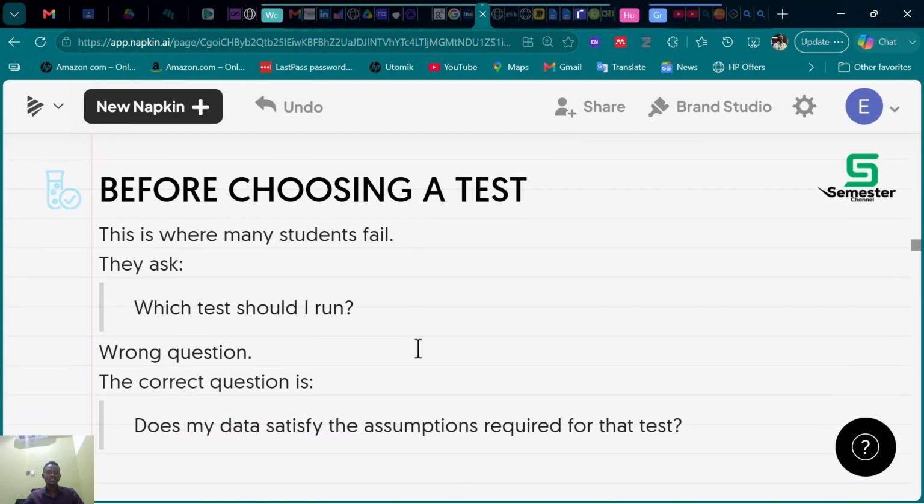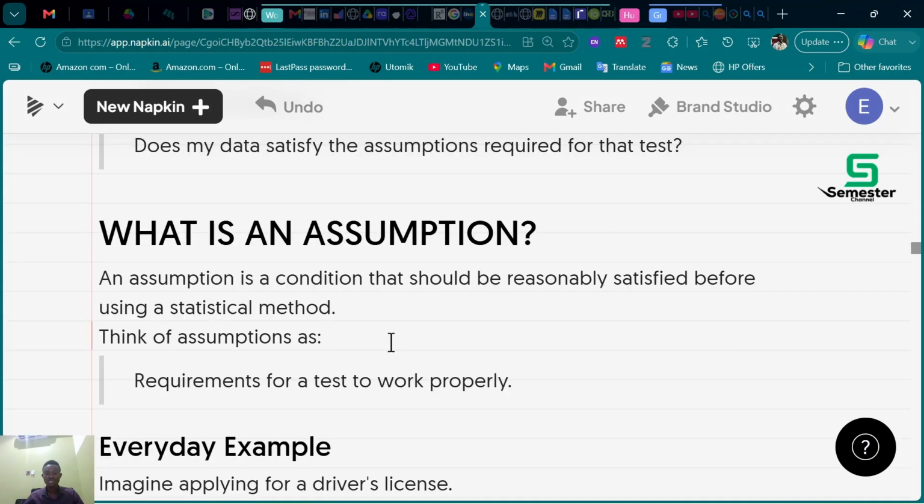Now, before choosing a test, you have to know whether your data satisfy the assumptions required for that particular test, and not just whether you should run this test or not. You should know whether the assumptions are met. One assumption is normality. So what is an assumption? An assumption is a condition that should be reasonably satisfied before using any statistical method.